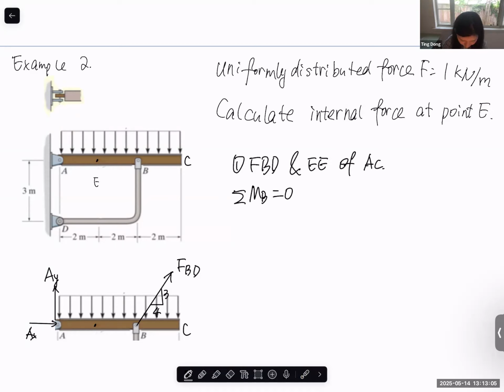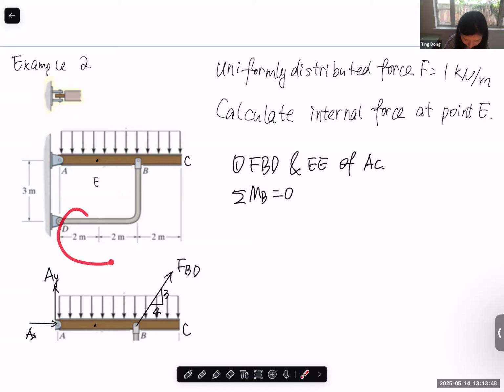What is the equivalent concentrated force for the distributed force? Maybe 4 kilonewtons. Isn't it 8 kilonewtons per meter? Because you multiply the base times the height of the whole distributed force. Oh, sorry, 6 kilonewtons. Yes, so it's not 4.